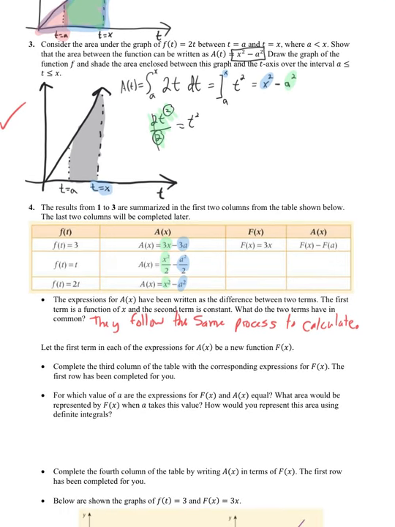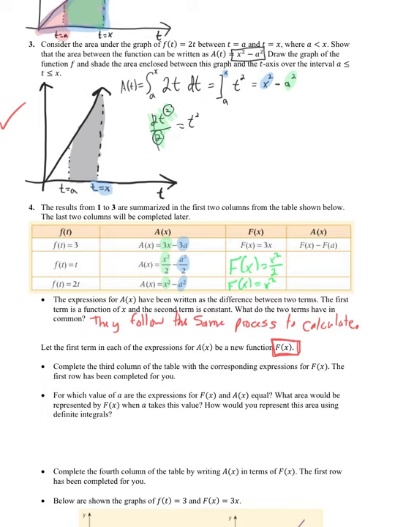Alright? Now it says, let the first term in each of the expressions of a of x be the new function f of x. So I was jumping the gun a little bit when I was explaining this earlier. The first term is f of x. So we want to complete the third column here with just the f of x functions. So f of x in this case is going to be x squared over 2. F of x in the third case is going to be x squared.